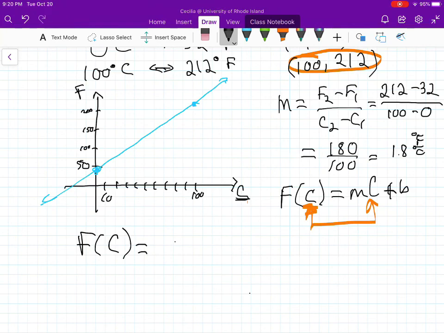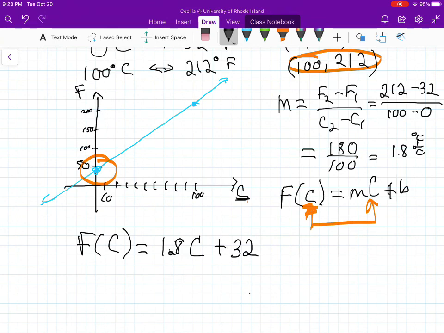So f of c here is equal to 1.8, which is our slope, times c plus the y-intercept. And the y-intercept, we already know what it is. It's 32. Because we were given that information to begin with. So let's put that in. Okay. All right. So that answers part A.